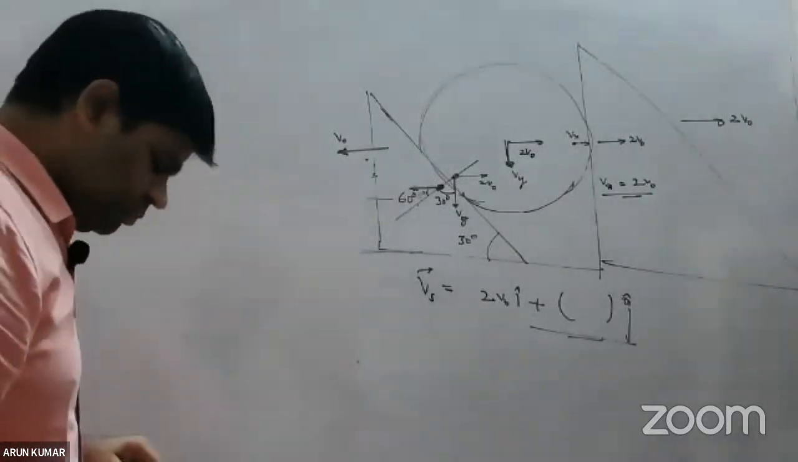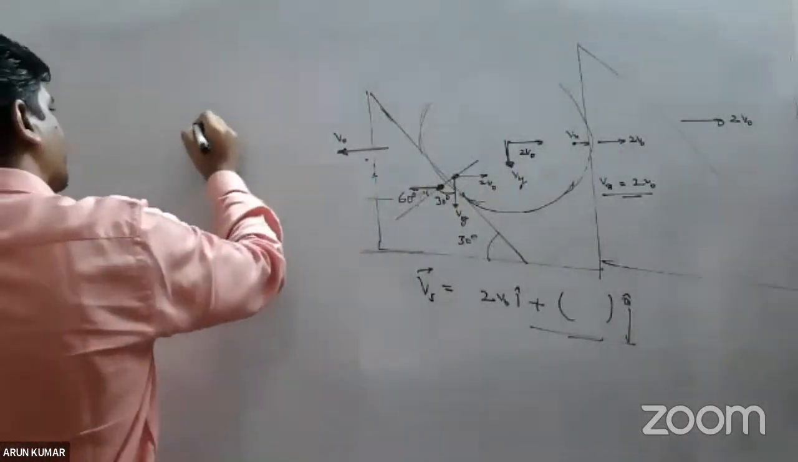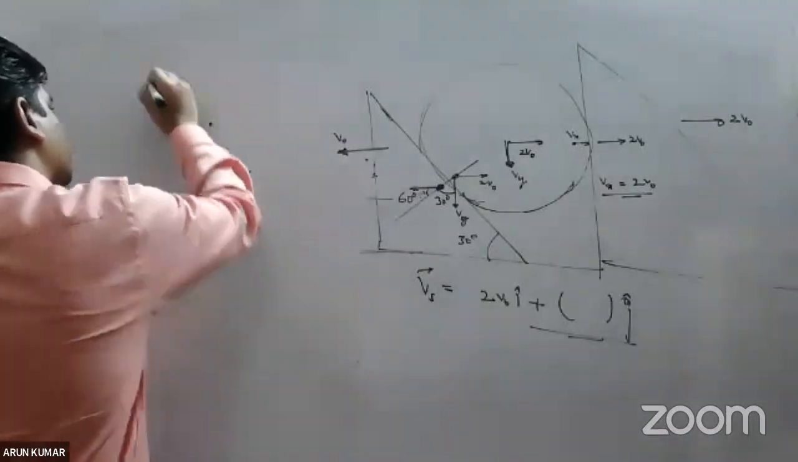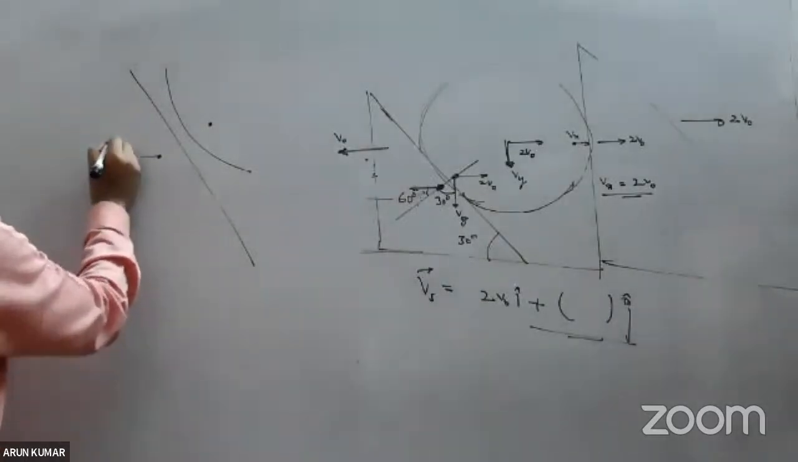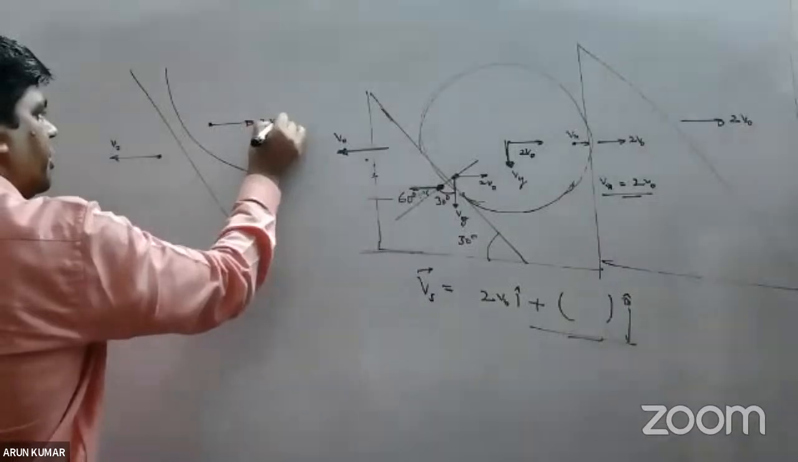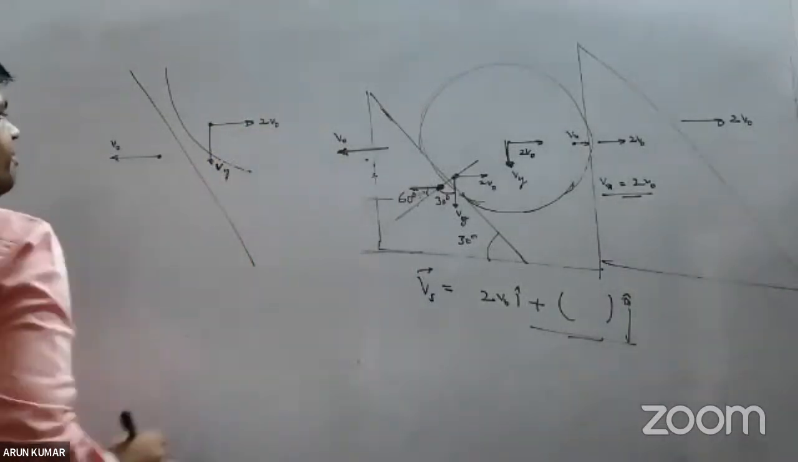Sir, can you repeat it once again? Yes. I'll just draw it bigger. I'll draw it over here. This is one point on this surface. This is the other point on this surface. This is moving towards left with V naught. This is moving towards right with 2 V naught. And this is moving vertically with velocity Vy.